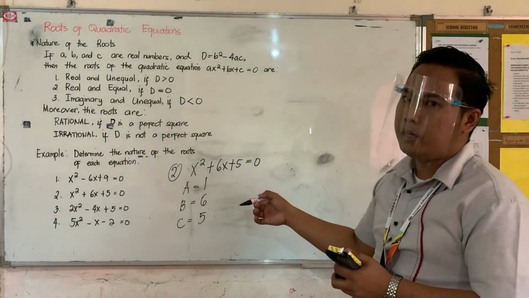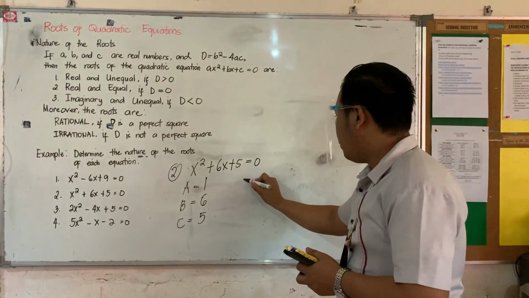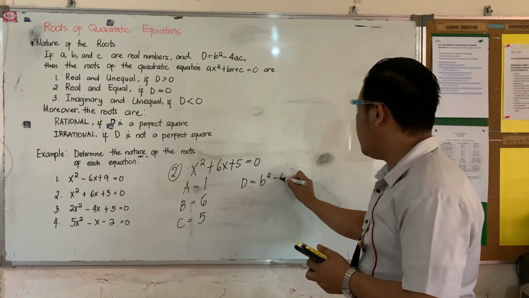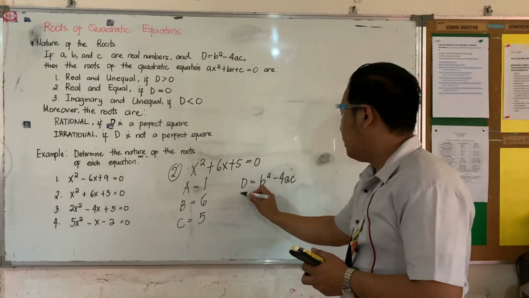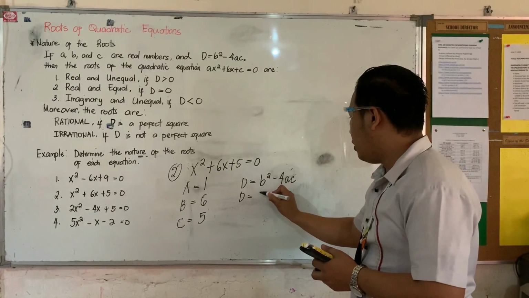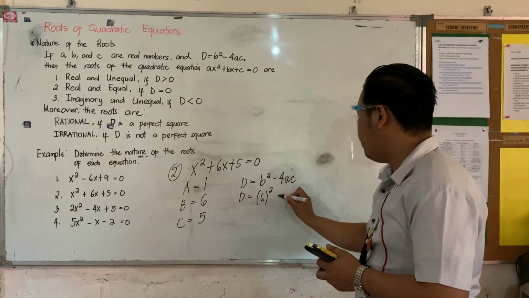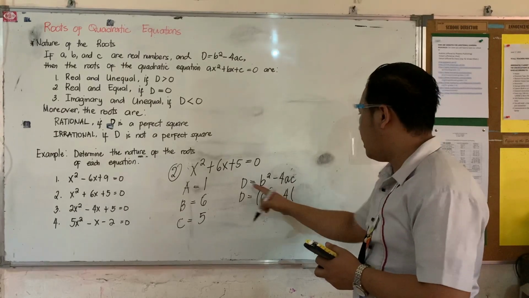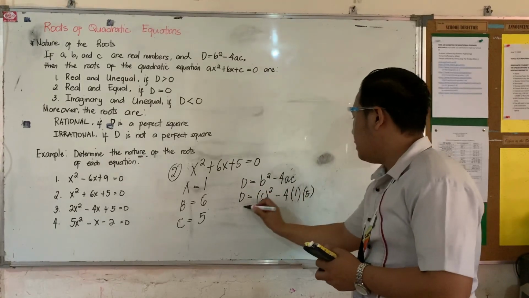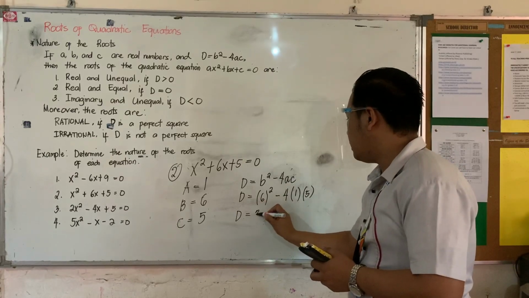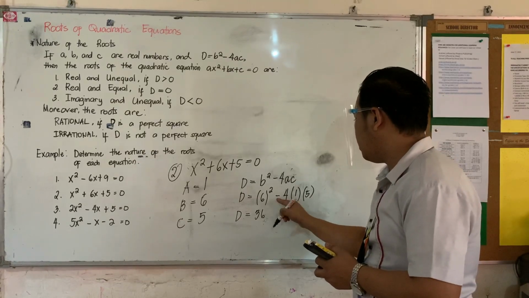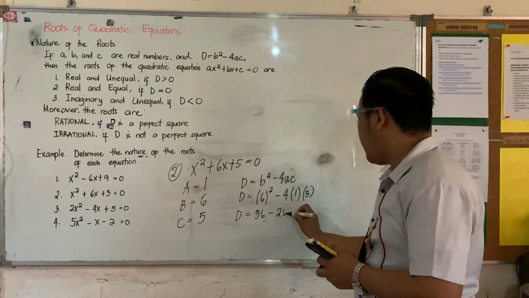Okay, so after identifying the values of A, B, and C, we will now use the formula of the discriminant. D equals B squared minus 4AC. So let's evaluate by substituting the obtained values from our equation. The value of B is 6 raised to 2 minus 4 times the value of A is 1 and the value of C is 5. Okay, so we have now the square of 6 is 36, 4 times 1 is 4, times 5 will give us 20. So since this is subtraction, we have minus 20.